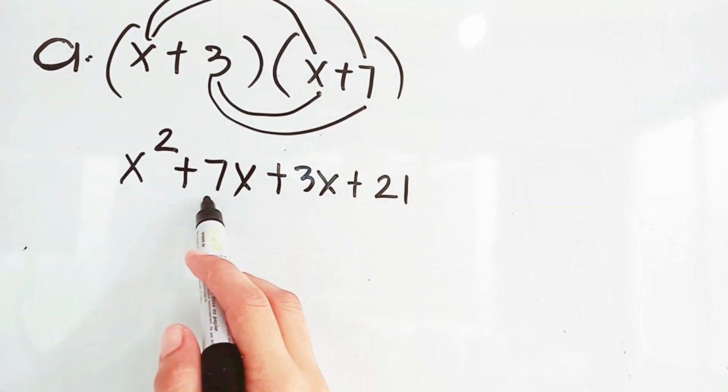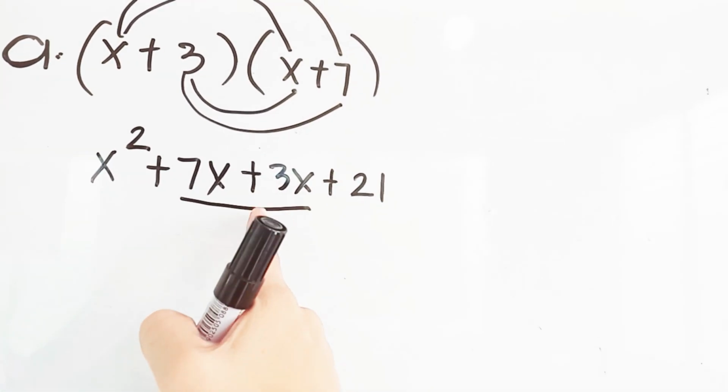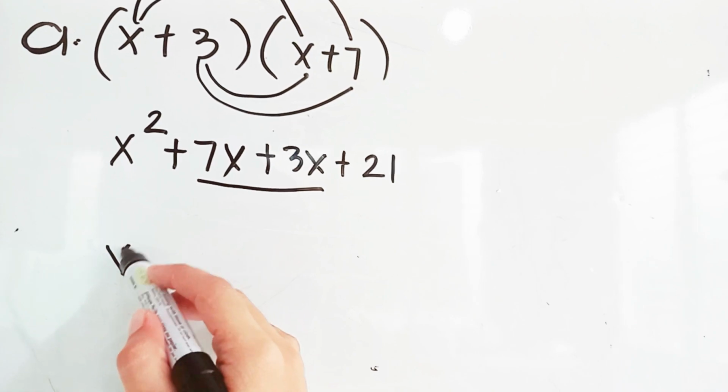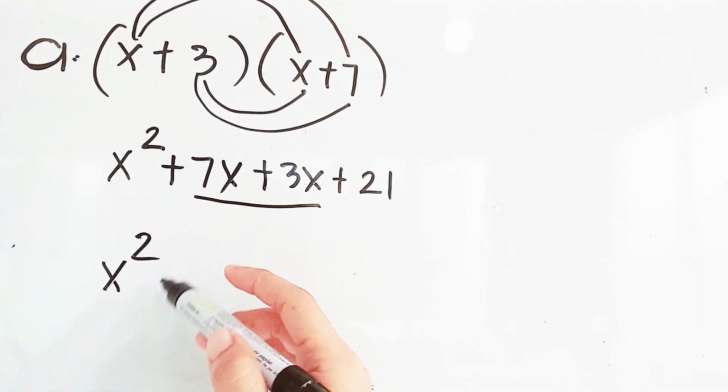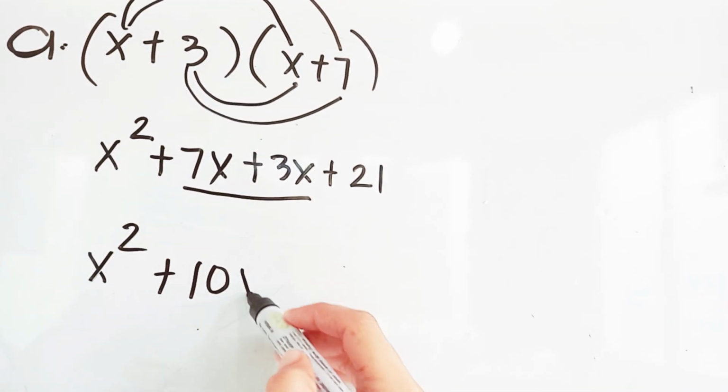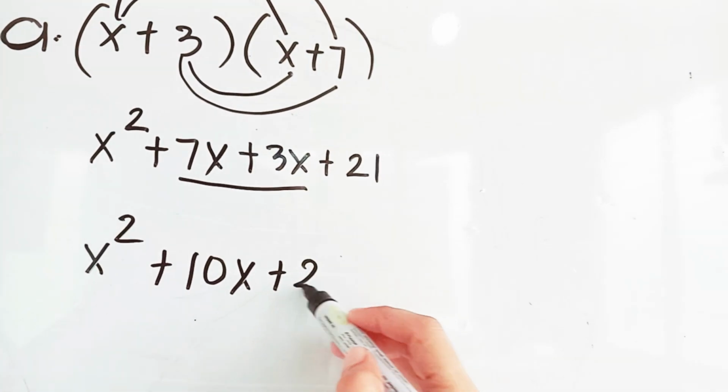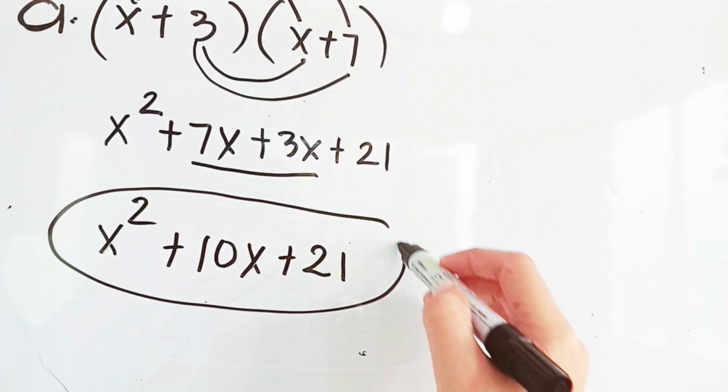Okay, so we are not yet done because we still need to combine these. So let's combine x squared, 7x plus 3x, that is positive 10x. And then plus 21. So this is now our answer.